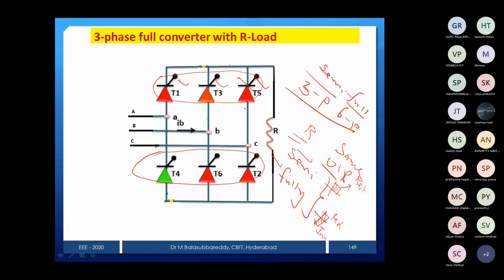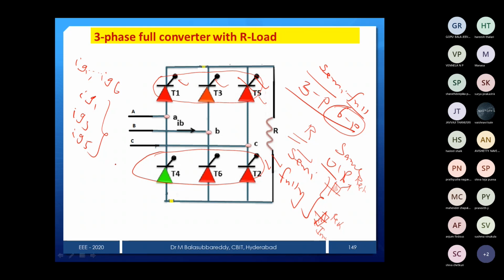Whereas in the full converter, we can see that the upper group also has thyristors, and the lower group also has thyristors. Totally 6 thyristors are there. That's why we need to provide 6 firing pulses, IG1 to IG6. Whereas previously we mentioned IG1, IG3 and IG5. Now we need to provide all the 6 firing pulses, 1 to 6.